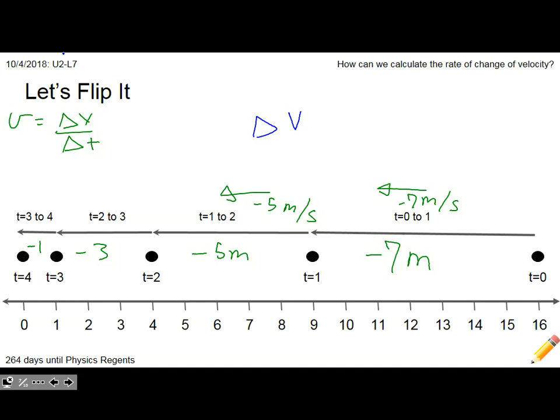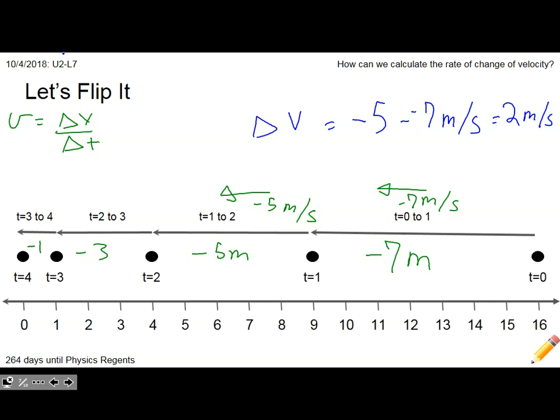-5. It's the second one, so it's final, so -5. Okay. Minus -7. Okay. -5 minus -7. What does that turn out to be? Milo, what is that? Okay, so the difference is 2 meters per second, positive 2.